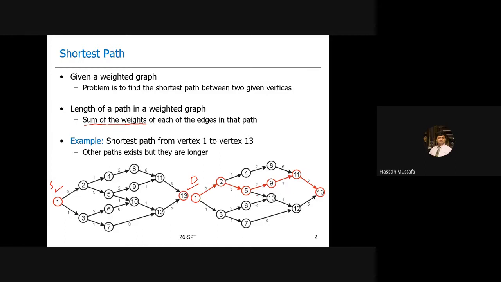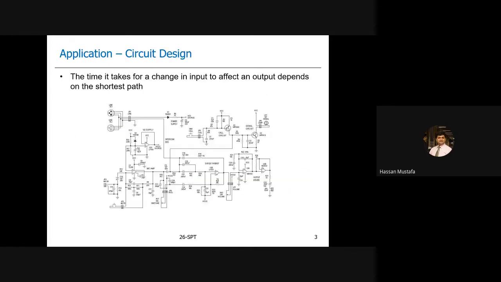The applications are these. If we want to design a circuit, we want to reduce the time for a change in input to affect the output. So we would need to keep the shortest path in the circuit, so that we encounter the minimum delays.